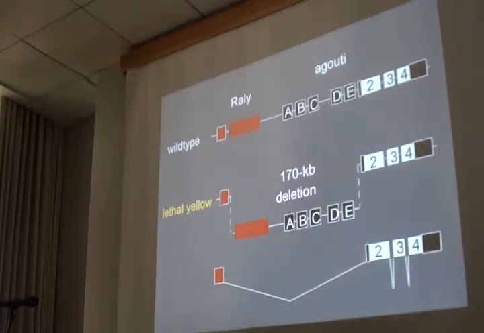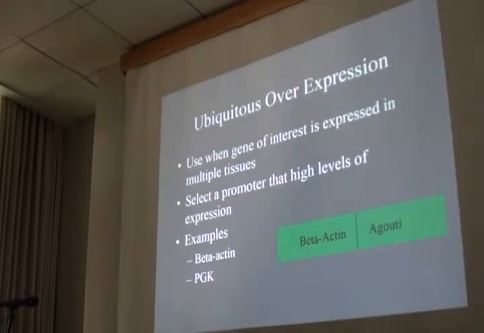But the question was, what's causing the lethality and what's causing the effect? Because we know we've disrupted two genes, the Rally gene and the agouti gene, right? So what we decided to do was make a transgenic animal, and we used the beta-actin promoter, which is expressed ubiquitously, to drive only agouti expression. So now your Rally gene is going to be fine, and agouti is going to be expressed at high levels in all tissues.